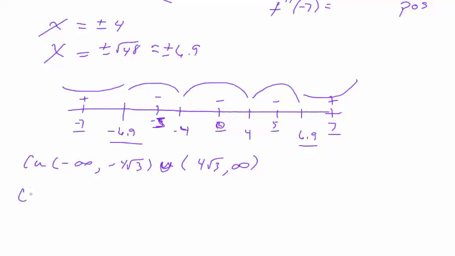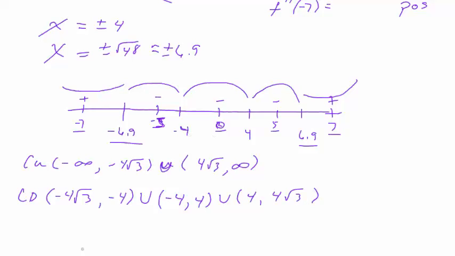And now concave down, right, is going to be between these two numbers. Now we can't include this. Okay, we cannot include negative 4. You must understand that because it's not concave down or up at negative 4 right here. But we'd say negative 4 square roots of 3 comma negative 4 is concave down union, and then from negative 4 to 4, and then union from 4 to 4 square roots of 3. You can see, okay, that it's concave down.